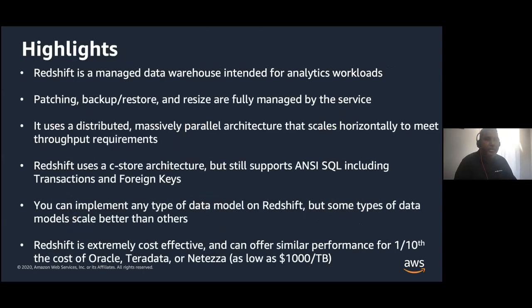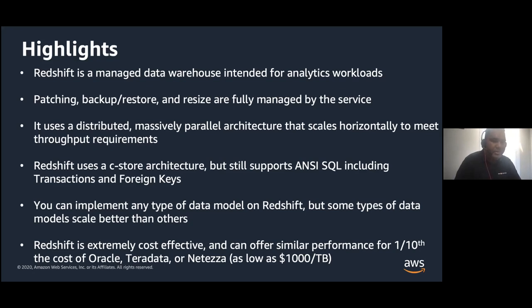I'll just go over the quick highlights of Redshift. I will share this deck so you can read through it, but some of the quick ones: it's a managed data warehouse, obviously, meaning that you don't have to do patching or backups. Those sorts of things are fully managed by this service. It also uses a distributed, massively parallel architecture, as I was showing, and it scales horizontally to meet throughput requirements.